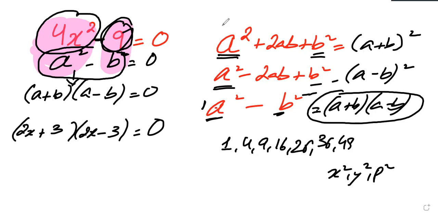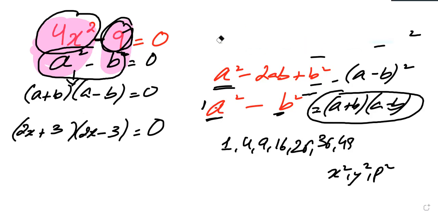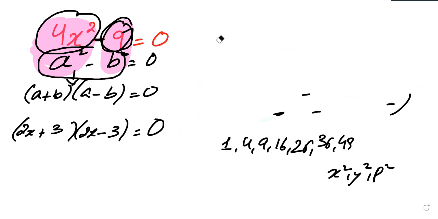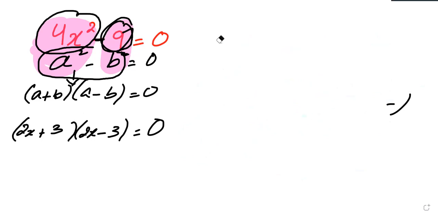Guys, factorization done? Yes. When the factorization is completely done, then you have a new step. What is the new step? Now we will make two linear equations. We make two linear equations, first with this bracket and 0, second with this bracket and 0.